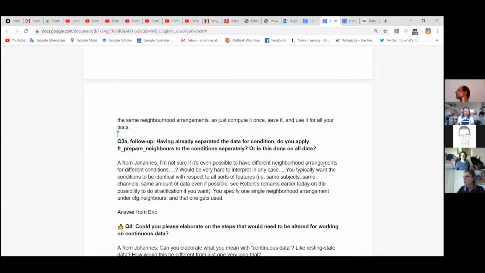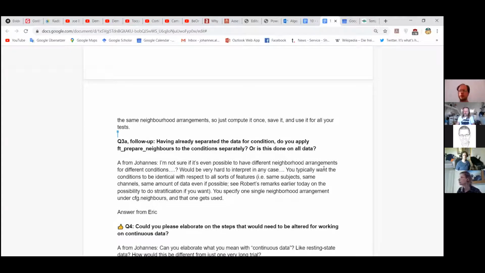Yeah, and so I think this was also related to the question before. So where in the pipeline do you call the function? So actually you could call it already after defining your data variable, right? So right in the beginning. Yeah. Okay. Yeah. Thank you.